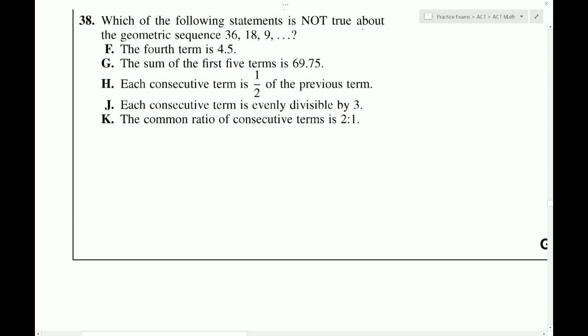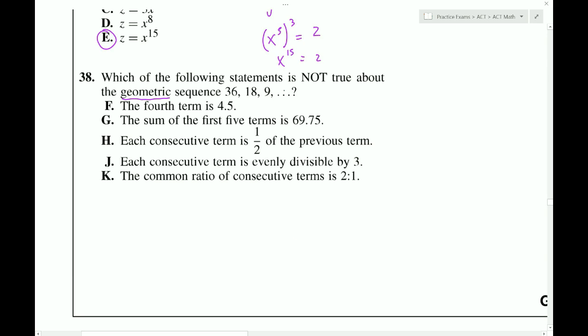Which of the following statements is not true about this geometric sequence? Right? So a geometric sequence, you recall, is a sequence in which to get to the next term you multiply by some number. So the first thing we might want to do is figure out what that number is. So in this case it looks as though we're halving each time. So that is, we're multiplying by 1/2. So our common ratio is 1/2. That rules out choice H because choice H is true.